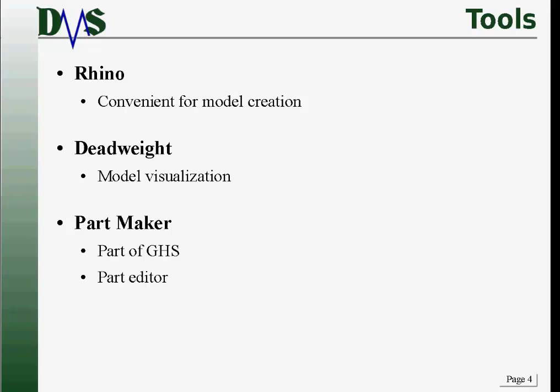Now maybe you got the file from your client, but maybe you need to modify it. Maybe you need to create it from scratch. There are a whole bunch of options. And these tools here are the tools in your toolbox that you would use to create those files. Before I go into details, just a quick overview. You have Rhino, Deadweight, and Part Maker. Rhino is a third-party product that you'll find very useful. Deadweight is a free product, and Part Maker is already built into GHS. We'll go a little bit more into information about each one of those.